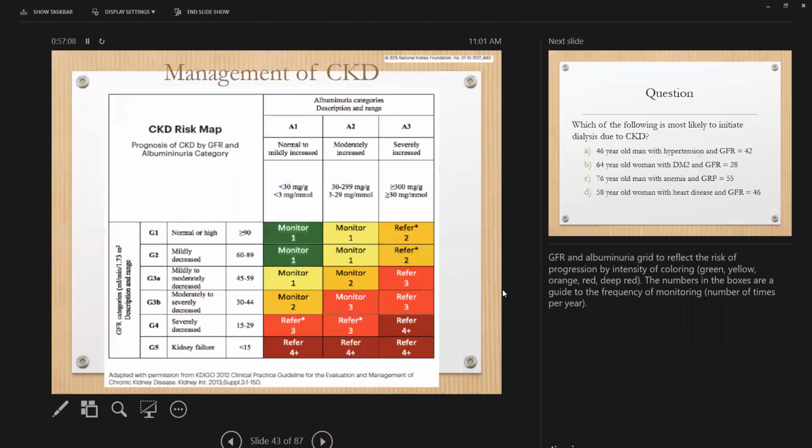The management of chronic kidney disease, again, this is the risk and the prognosis based upon what we had before. So if you're in the green and your GFR is good, we're all in a monitor phase. But as you start moving down with that GFR, when you start getting down to a GFR in the 30s and the 40s, and we're on a monitor 2, we have more we need to be doing.